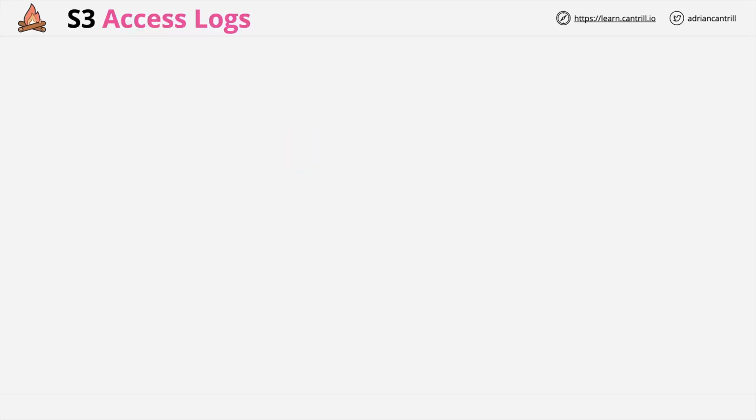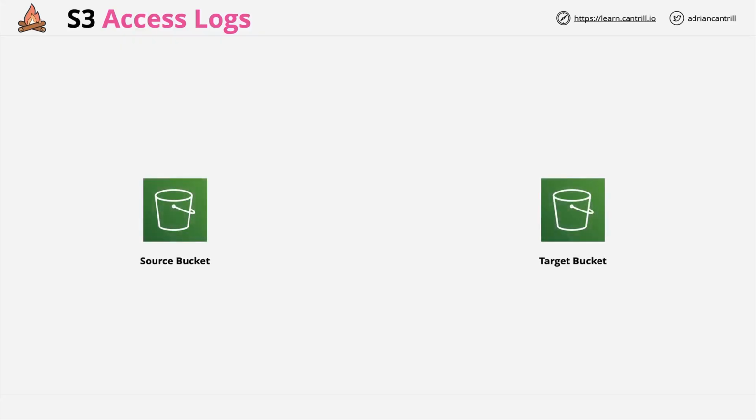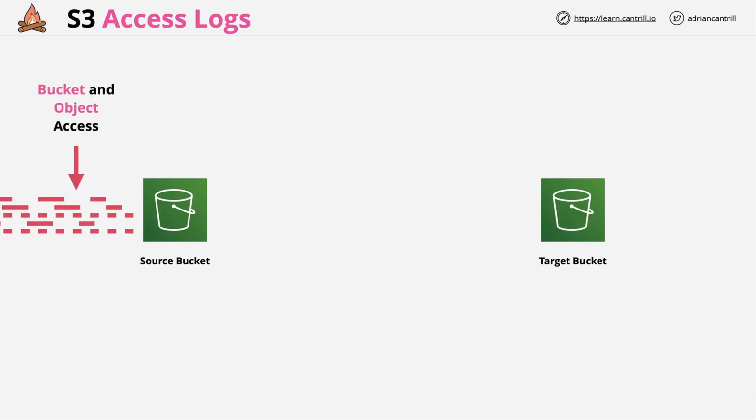The concept of access logging is simple enough. We have in this example a source bucket and a target bucket. Now the source bucket is what we want to gain visibility of, so we want to understand what types of accesses are occurring to this source bucket, and the target bucket is where we want the logging to go.